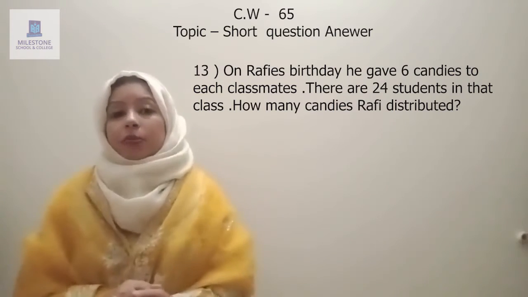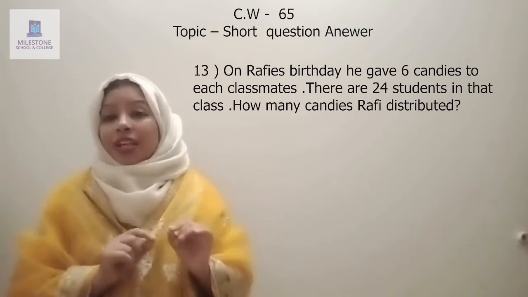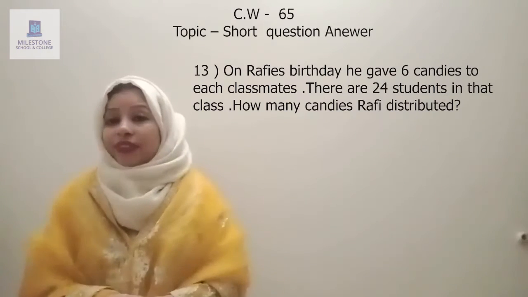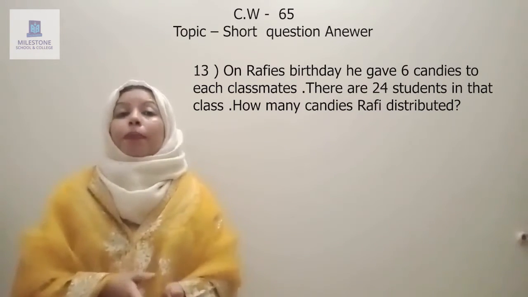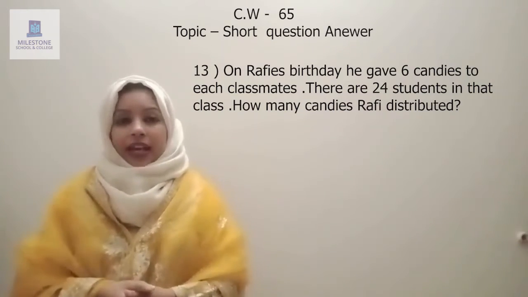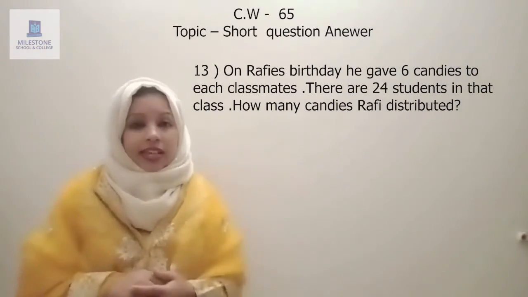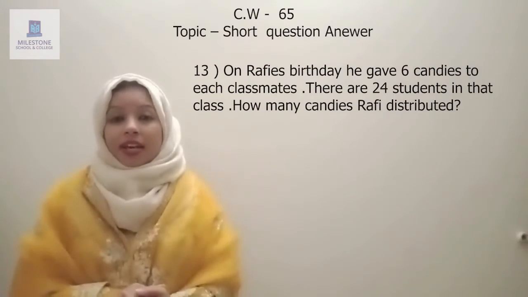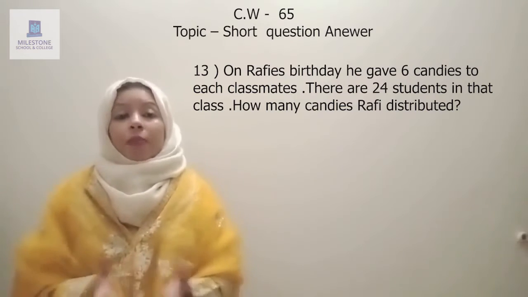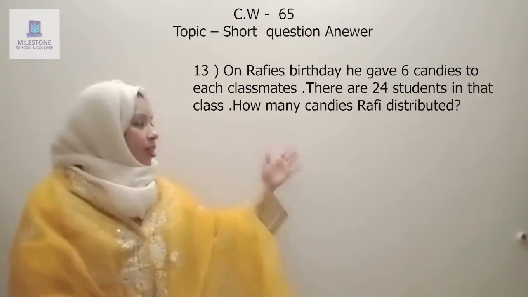But there is a word, distributed. Don't think this is a problem of division, okay? Because the question asks how many candies Rafi distributed. So it is not a problem of division. It is a problem of multiplication, because we have to find out the total number of candies. There are 24 students and every classmate got 6 candies. So by doing the multiplication we can get the answer here.